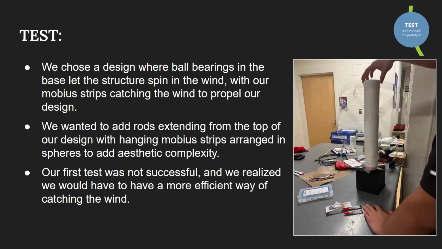And so after that, we got to this stage where we were ready to put all our stuff together and test stuff. We had a few improvements, which we'll go over in the next slide. And we decided that to make it spin, we were going to use ball bearings in our base and then let the Mobius strips catch the wind and allow it to spin. We did this by having a rod extending from the base, the Mobius strips connected. And then we also wanted some rods extending from the top of the base to give it some width and some aesthetic complexity. But when we went to try this, the test was not successful and it didn't spin, so we had to come up with a new way of catching.